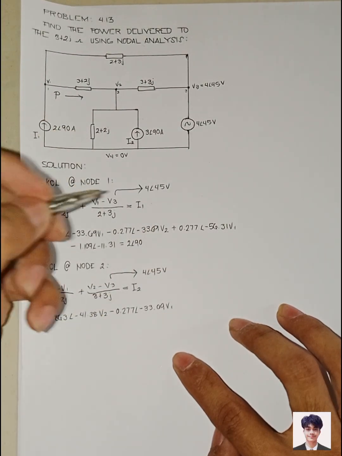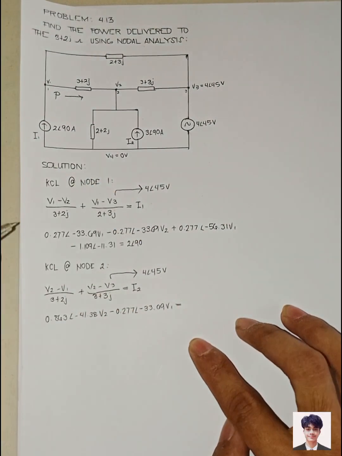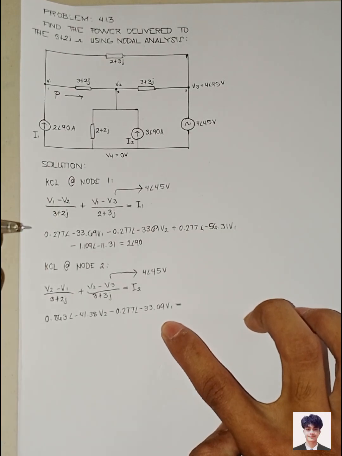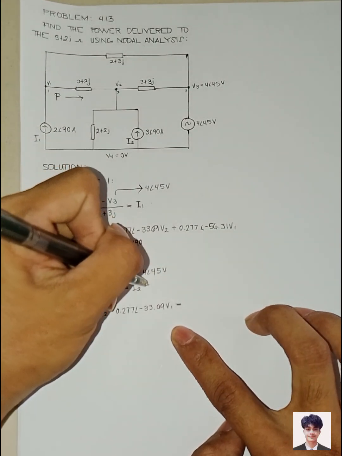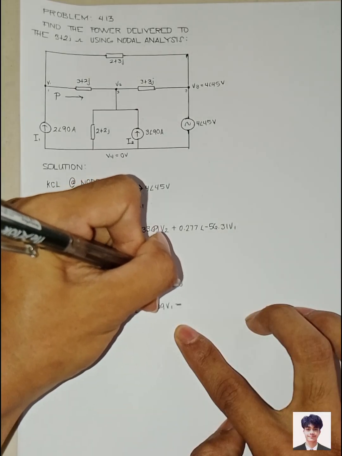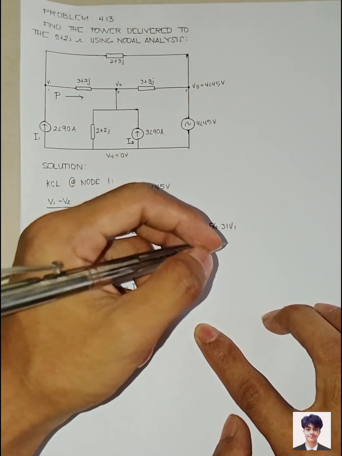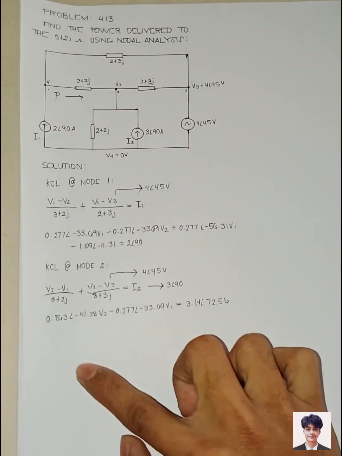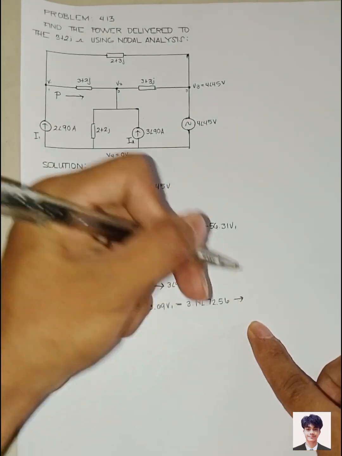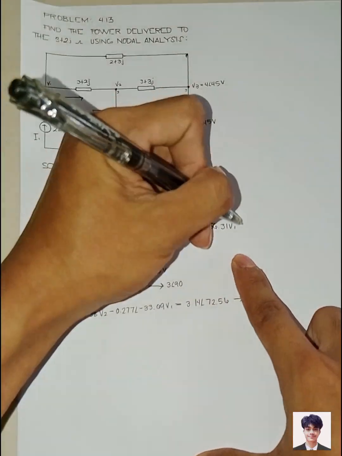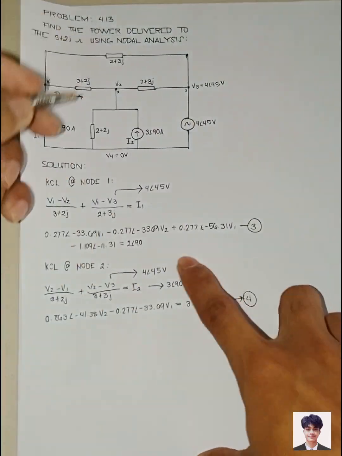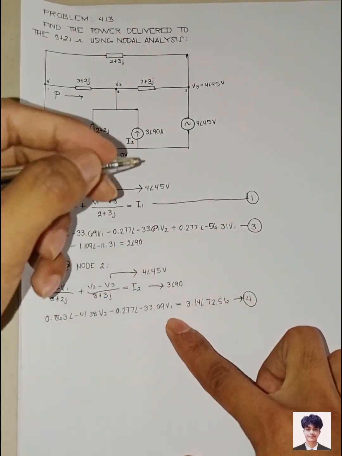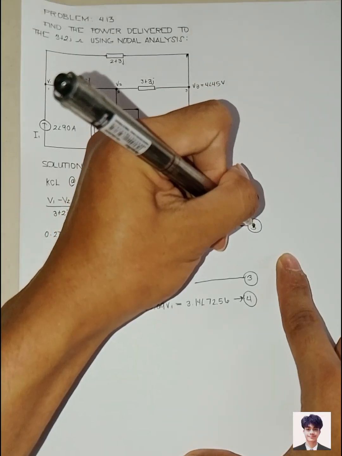We're going to divide it. So this is going to go to the other side, since this is a constant and has no variable at all. If we add this to the I2, which is 3 angle 90, it becomes 3.14 angle of 72.56. This is equation 4 already. This is equation 3, equation 1, equation 2. Oh, this is supposed to be equation 2.